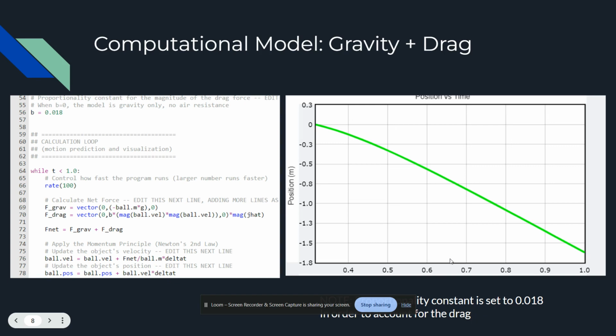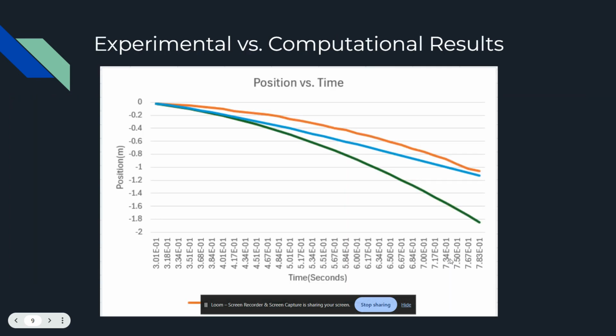Now we have the second part of my computational model, where I start to account for drag. For the gravity and drag version of this model, you can see I have changed the value of b, the proportionality constant, in order to account for drag. I was able to find this value by using trial and error until I found the value that best fit the data from Tracker. The position and velocity update formulas are still being used, but now they are accounting for drag. Now we will use the proportionality constant times the magnitude of the velocity of the ball squared, also multiplied by the magnitude of j hat. This value, along with the force of gravity, will be used to find the net force.